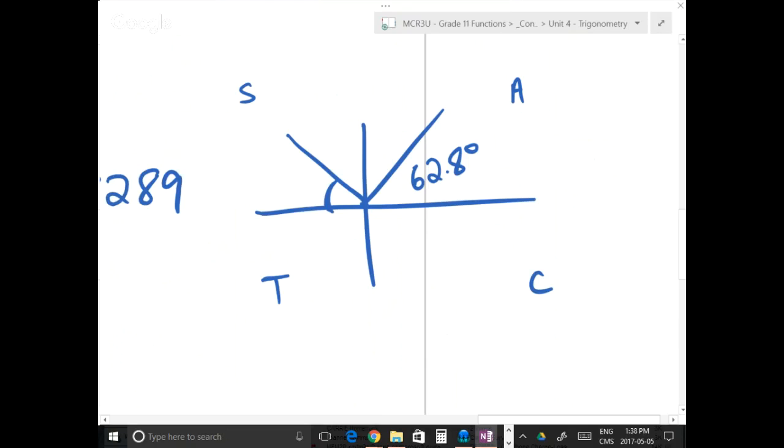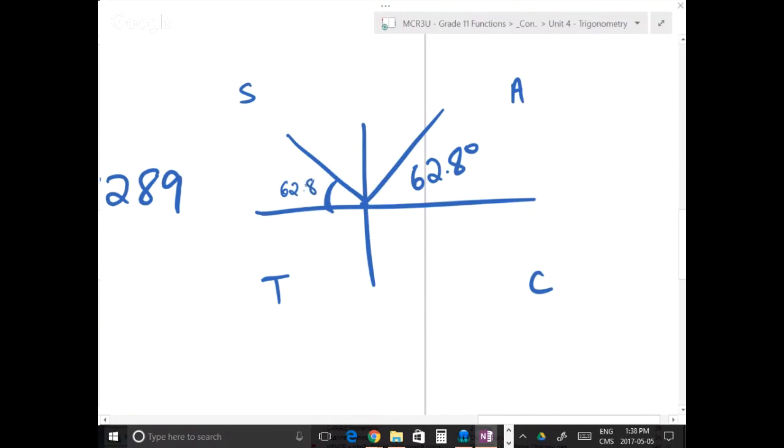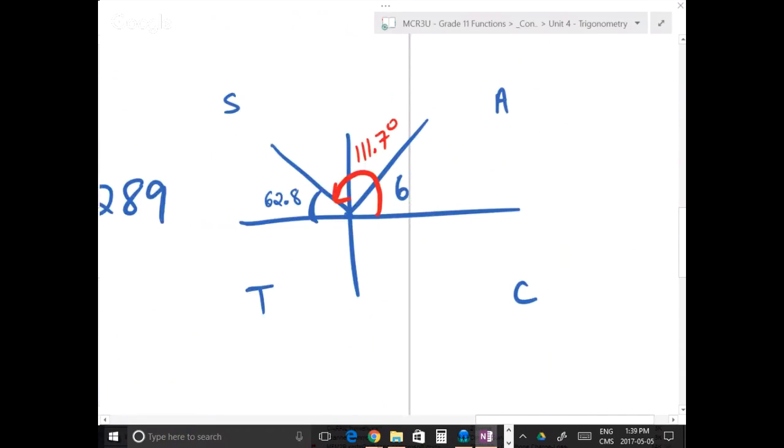Oh boy. Well, that's a new development. Yes? 111.74. Oh, I'm sure you're right. This would also be 68.2, right? Which would mean that the angle measurement here would be what? 111, and I'm just going to call that 0.7, if everyone's okay with that. How'd we get that? You just subtract the 68.26 from 180. Oh, did I have the wrong number? I'm sorry. It should be 68.2, not 62.8.